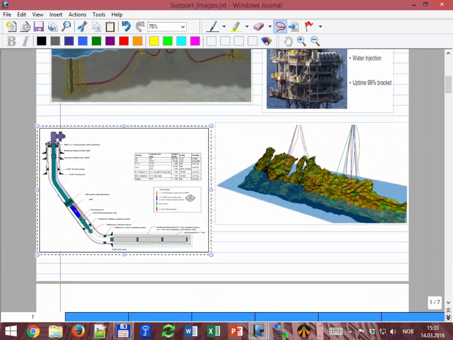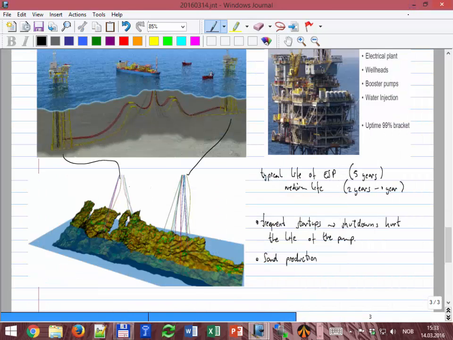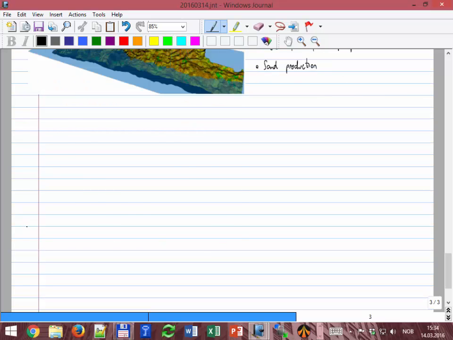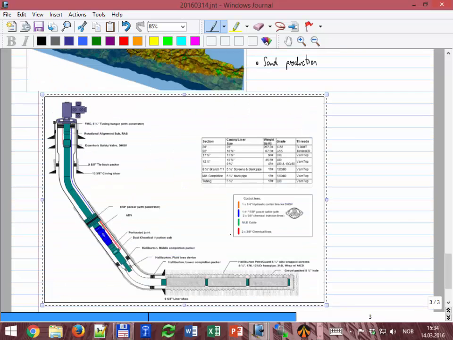That's how the completion looks. ESPs cannot only be installed in a vertical section. In the old times it was like that, but now they can be installed in the deviated section. So that's how the completion looks.